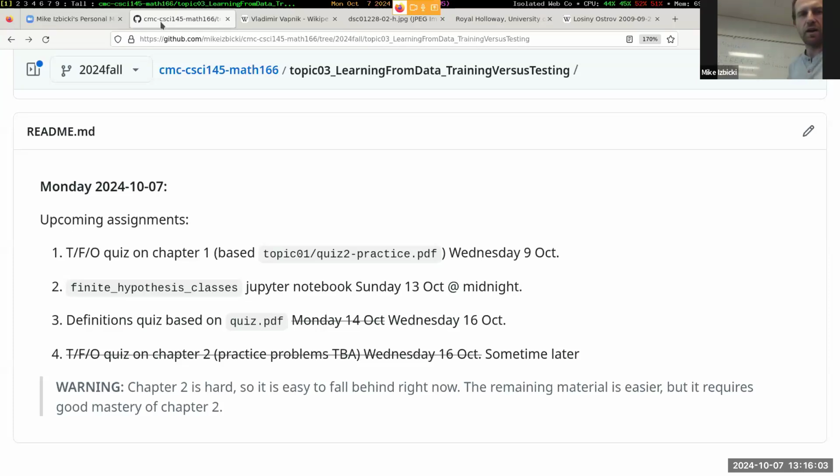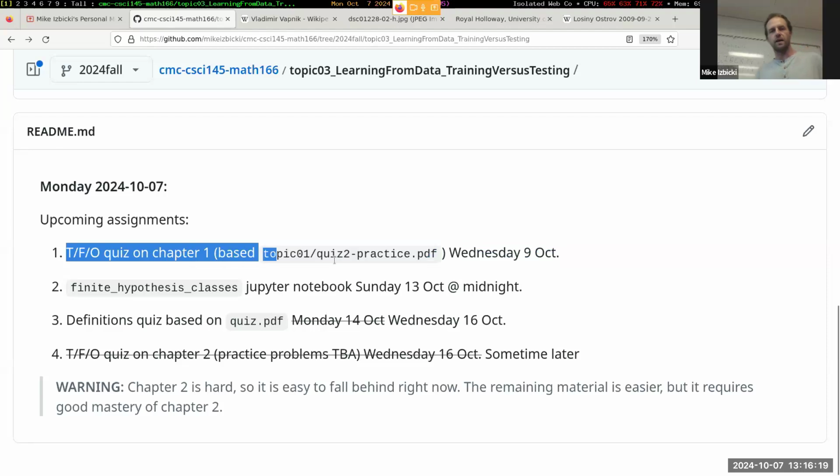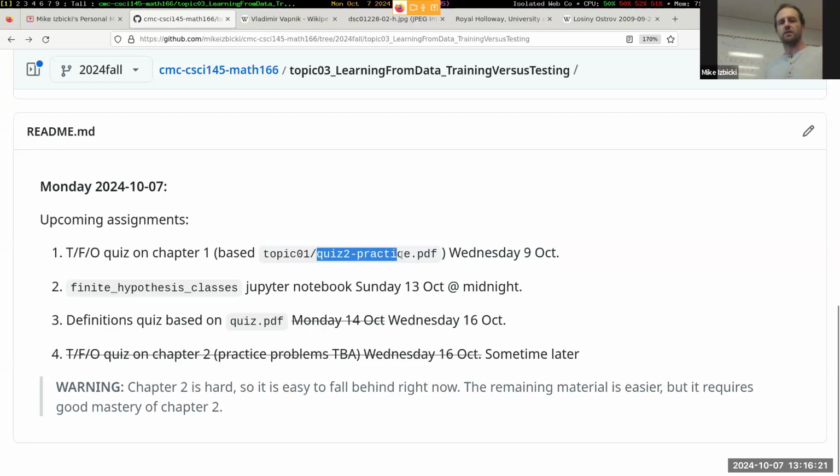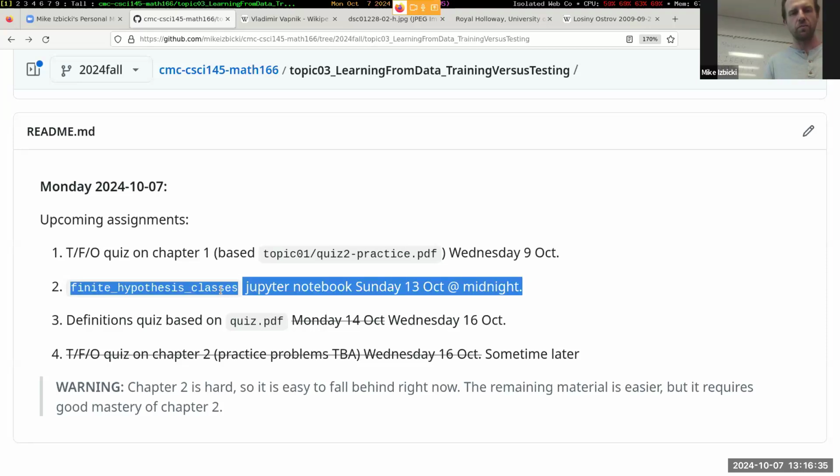Let's see, we are right now in the topic 3 folder on the class repo, and there are a lot of upcoming assignment-ish, assessment-y things in this class. So first thing is that tomorrow, Wednesday, we'll have the next quiz on the true, false, open stuff from chapter 1. Also, on Sunday is when your finite hypothesis classes Jupyter Notebook is due.